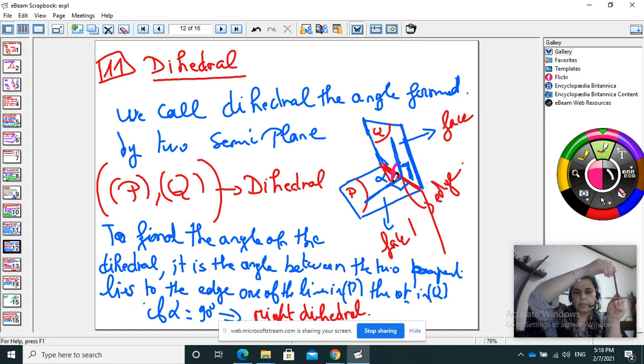And this line in the second plane perpendicular to the intersection, I measure the angle here between those two lines. Now if this angle turns out to be 90, I say they are perpendicular semi-planes. If not, then they are not.